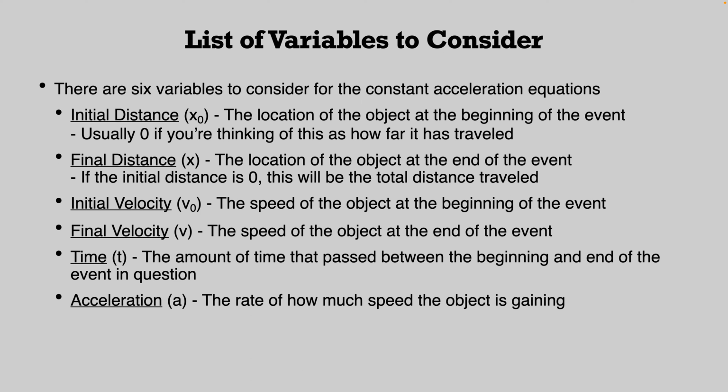Then next we have our initial velocity, which is the speed of the object at the beginning of the event. And then similarly, final velocity is the speed of the object at the end of the event. Next is the time, which is the amount of time that passed between the beginning and the ending of the event in question. And then lastly is the acceleration, or the rate of how much speed the object is gaining.